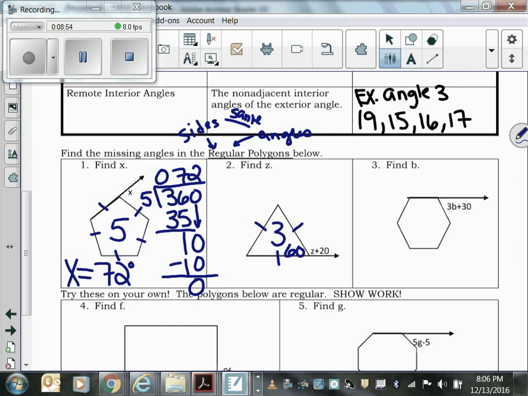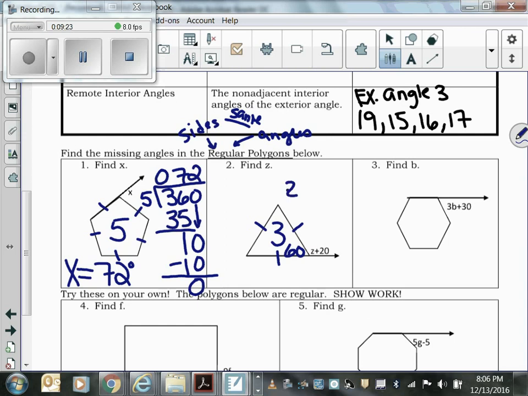So we actually have 2 ways that we can find what z is. We could use our exterior angles, or we could say, well, this is 60, and what's this thing they're sitting on again? A line segment. And how many degrees are in a line? 180. So that means that if I did 180 minus 60, I should find out what z plus 20 equals. And what is 180 minus 60? 120.